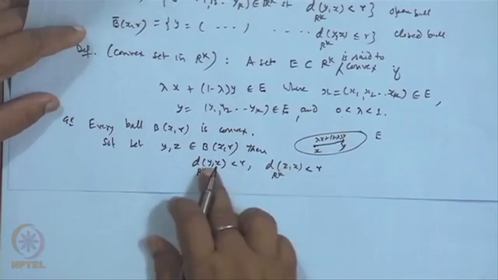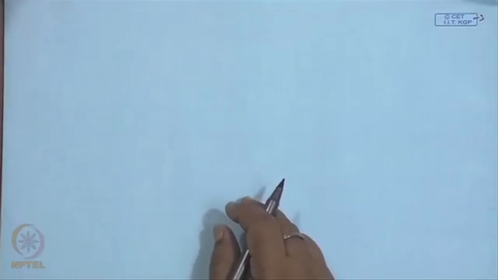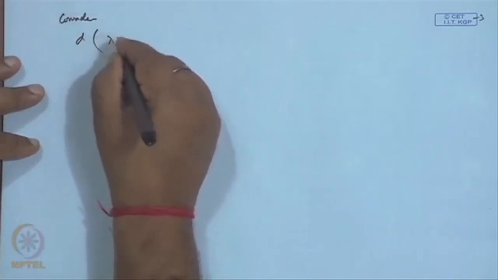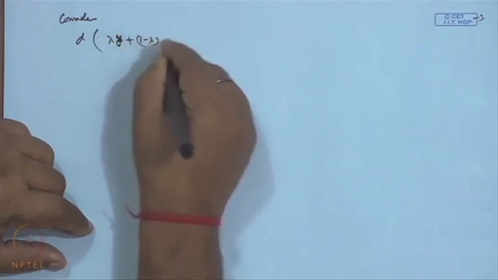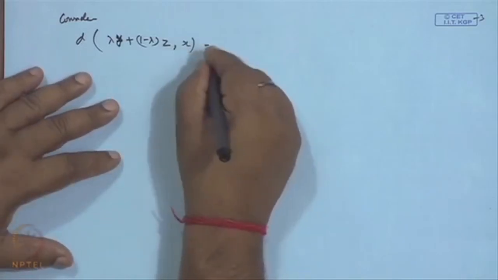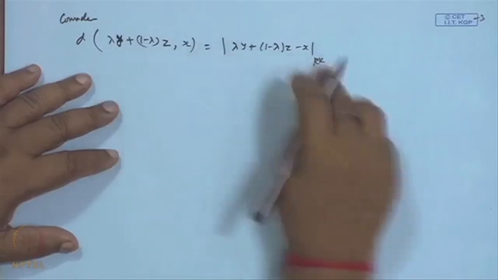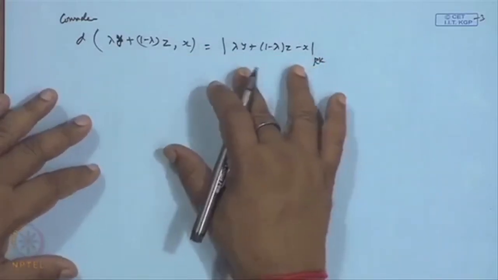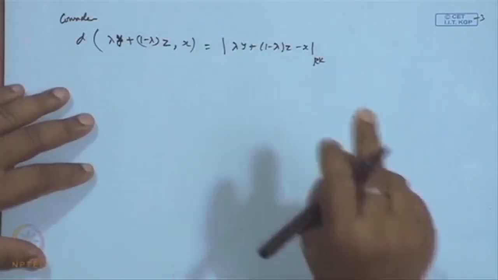If I take the linear combination, meaning the line segment joining y and z, and every point on it belongs to the ball, then the ball will be a convex set. So consider the distance of lambda y plus 1 minus lambda z from x, which is equal to mod of lambda y plus 1 minus lambda z minus x. This is in R^k. I am writing this to avoid confusion, because this mod does not simply mean the absolute difference as in the real line. Since the metric is taken from R^k, this mod means the square root of (x1 minus y1) squared plus (x2 minus y2) squared plus ... plus (xn minus yn) squared. This is the meaning of this mod.